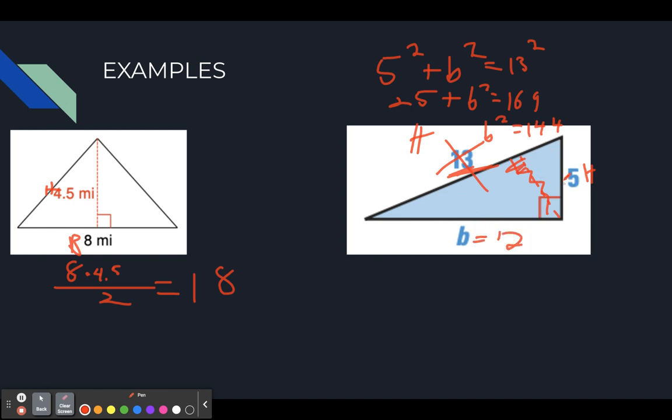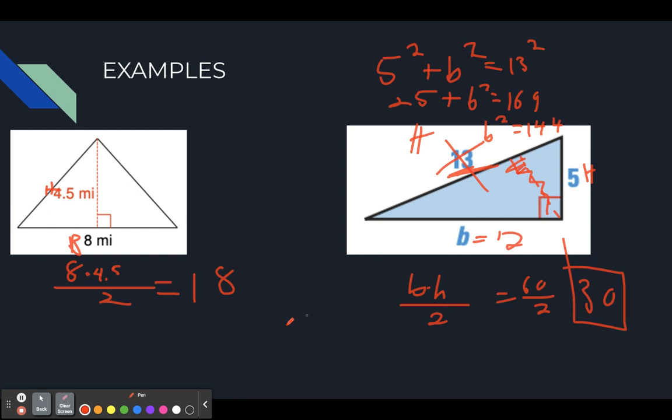So now we can do base times height. That's 5 times 12, which ends up being 60. But it's base times height divided by 2, so we have to divide it by 2. I almost said the answer was 60, but we know that it has to be 30.